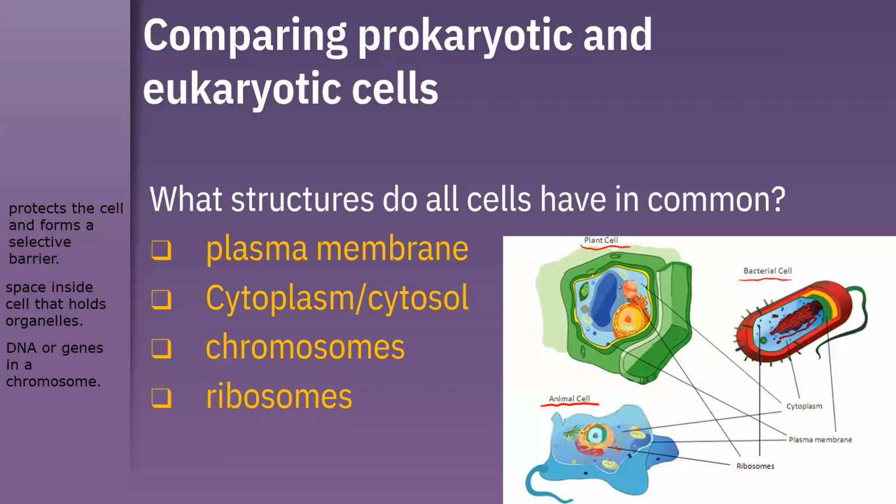And then finally, all cells have ribosomes. Ribosomes make proteins. Okay, so all cells have a plasma membrane. All cells have a cytoplasm, like the space inside of the cell that holds all of the different structures. All cells have DNA in chromosomes, and all cells have ribosomes.